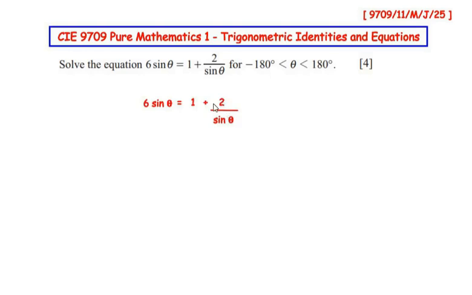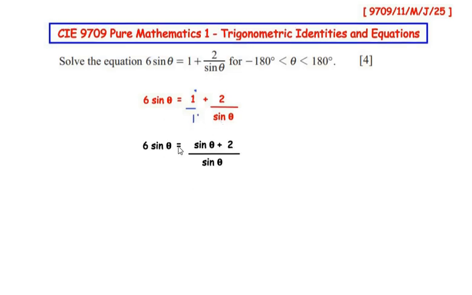Now let us try to get a common denominator on the right hand side. So 1 can be written as 1 over 1. So now let us multiply sine theta with 1 in the numerator and in the denominator. So this is going to give us 6 sine theta is equal to 1 times sine theta plus 2 over a common denominator sine theta.